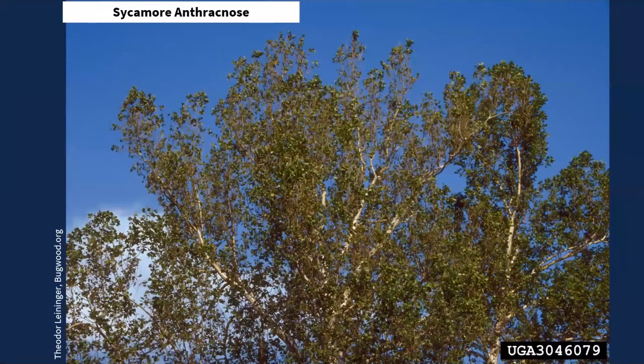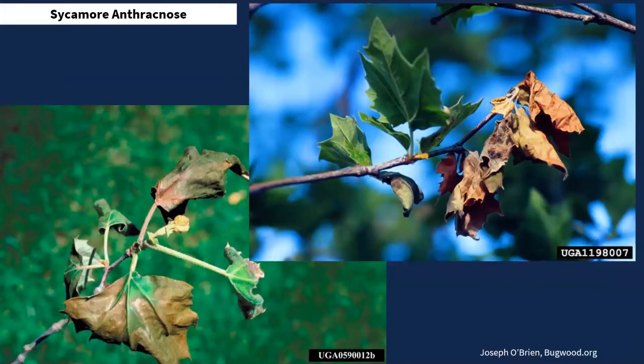Another one, particularly in wet years, that looks a lot like herbicide damage would be anthracnose. This happens to be sycamore anthracnose, but in wet years, we'll get it in oak and a lot of other species as well. And anthracnose causes that dieback, the curling, the cupping of leaves as well.